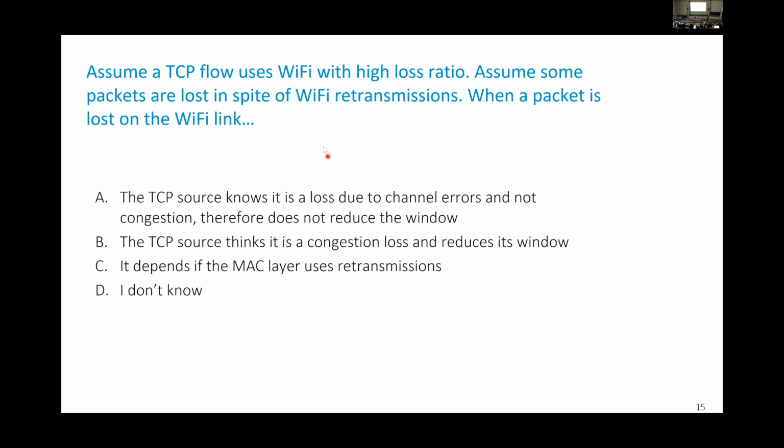What happens when some packets are lost in spite of the Wi-Fi retransmission? We've seen that Wi-Fi requires an acknowledgement to be sent and resends it, but once in a while, that retransmission might fail. What will happen in such a case? What will TCP do? What do you think that TCP will do?